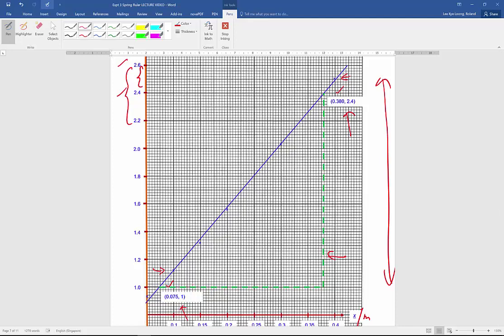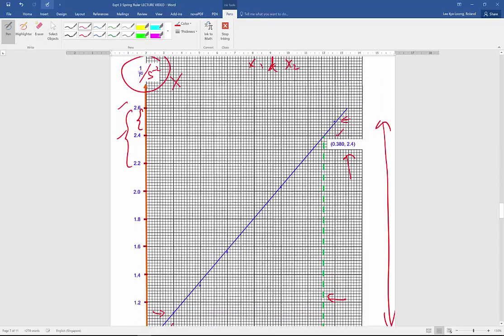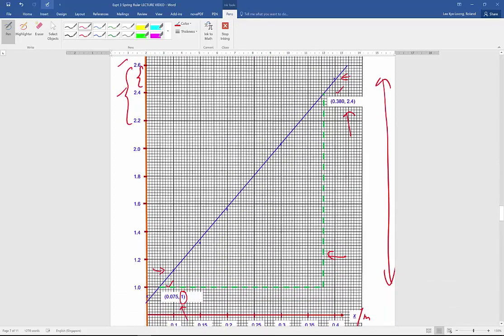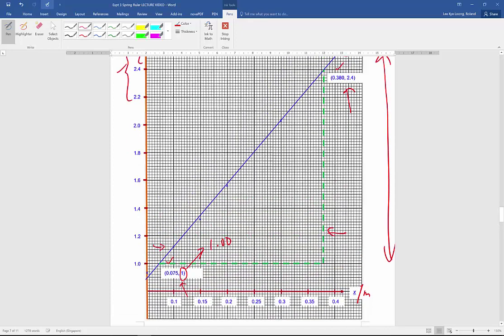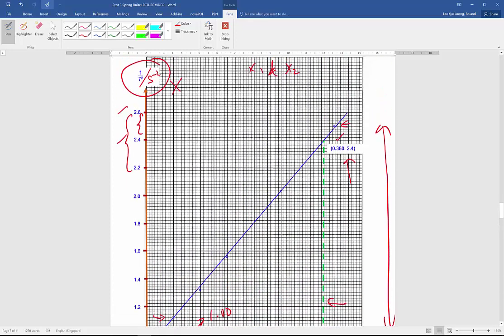Now let's look at y1, y2. y1 is 1. 1 is not precise enough. So we should put something like at least 1.00. So this should have been written to 1.00. So this is 3SF. So this one should also be written to 2.40. So at least it's 3SF. And now both of them also have the same DP.